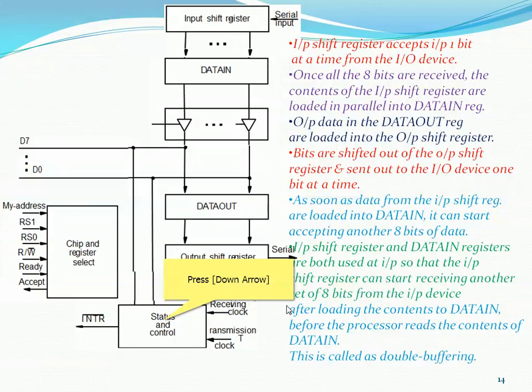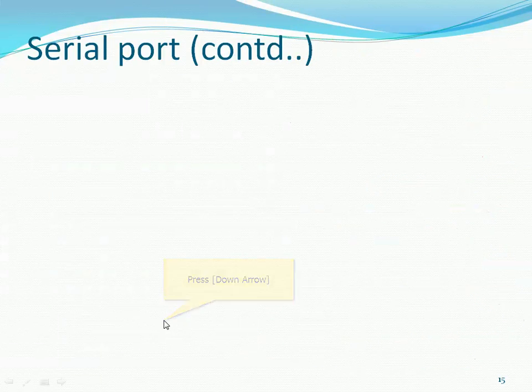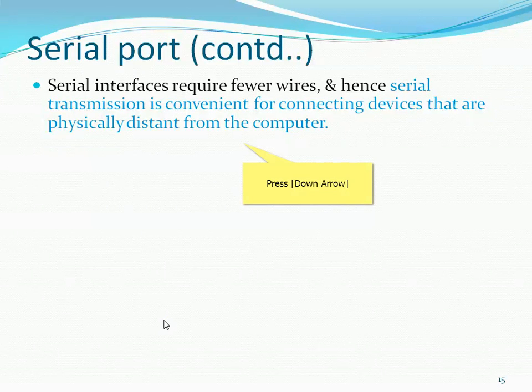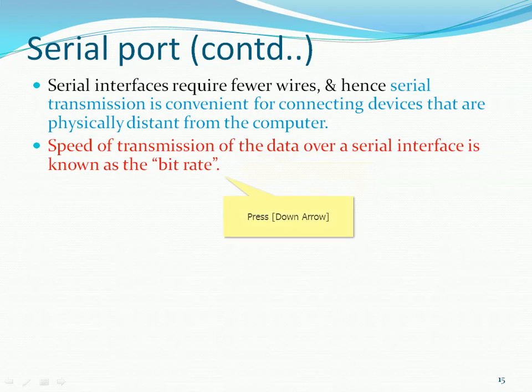So for that receiving clock and retransmission clock, the condition codes will be there and go to the status control, which will decide the continuation of this serial port. So the interface requires a few wires. That wire is a collection of wires, a bus with fewer wires, so it acts as a bus. Serial transmission is convenient for connecting most of the devices that are physically distant from the computer. So for very distant devices, we can use serial communication.